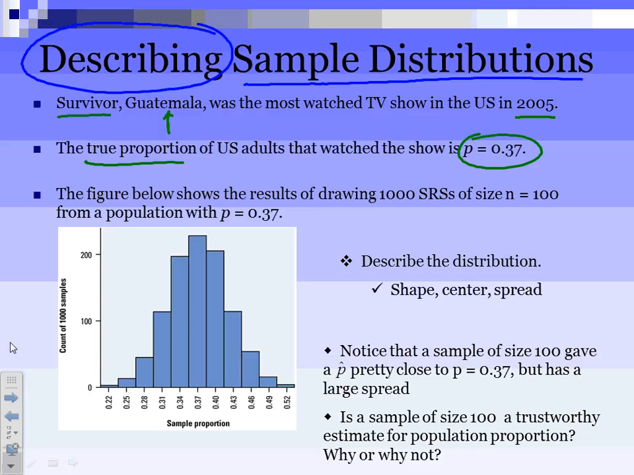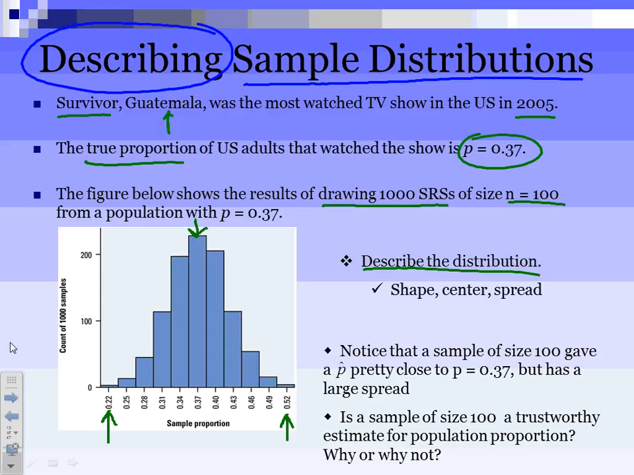Now, if we look at this here, taking 1,000 SRSs of size 100, we see that, not surprisingly, it is centered at 0.37, proportion 0.37 there. But we also see that these SRSs could be as low as 22% or as high as 52%. And what we're going to do today in this video, after we get through a couple of basic ideas, is talk about how can we narrow this? How can we decide what to do to make this a better sample? But before we do that, let's talk about describing the distribution.